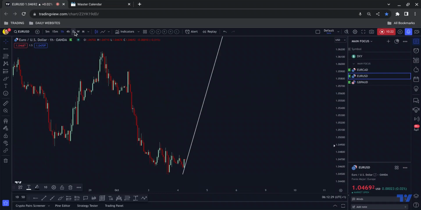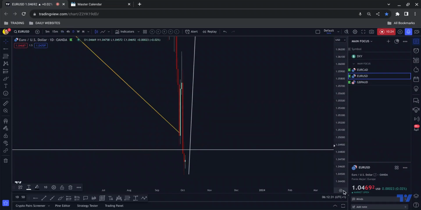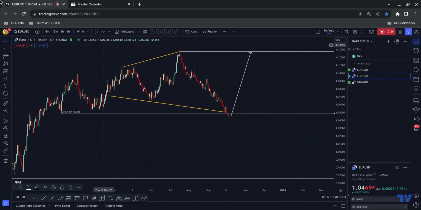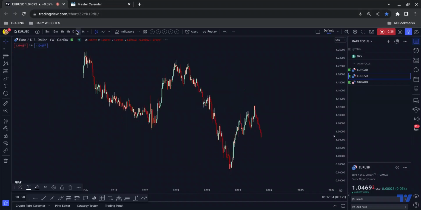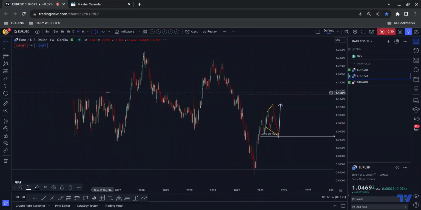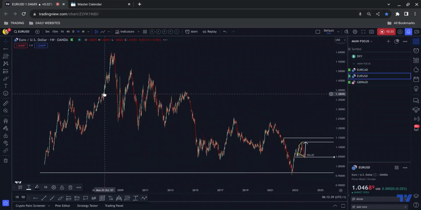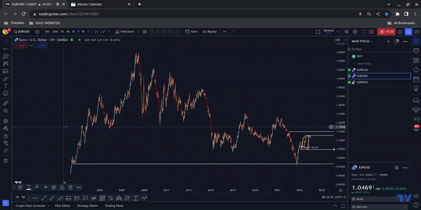So EuroDollar on the higher time frames. If I just zoom out. So zooming out, what happened? It's a similar story as with EuroCAD. We tap into the last exchange of liquidity. Okay, there's no other exchanges of liquidity that I can see.